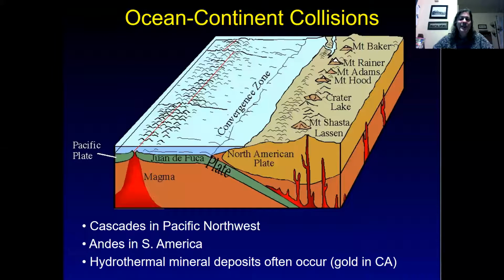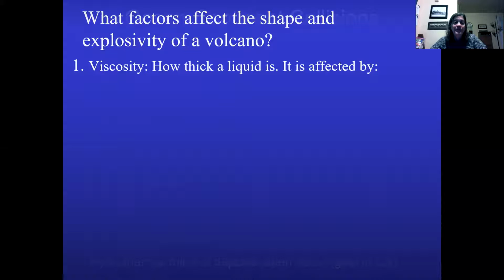All right, so this is just a picture of our little Pacific Northwest from Mount Baker all the way down into Northern California, Mount Shasta, Mount Lassen, and in other places, the Andes in South America. And again, you're going to get lots of hydrothermal deposits and so potential mineral metals that will be rich in this area. So a lot of mining prospecting goes on out here.